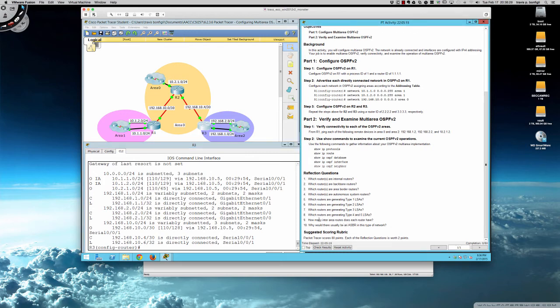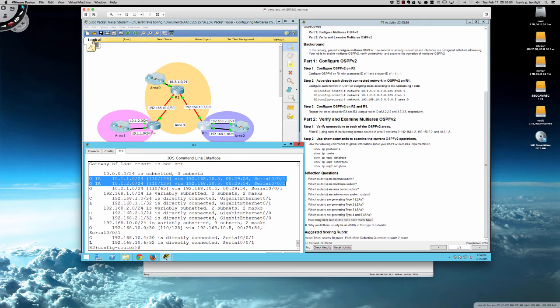So how many inter-area routes does each router have? Well, each router will have the routes for areas and inter-area, right? Remember, inter-area is the type 3. So here, this is router 3. So he has 2 inter-area routes because he does not have an interface in area 1. So area 1 routes will show up as OIA inter-area routes.